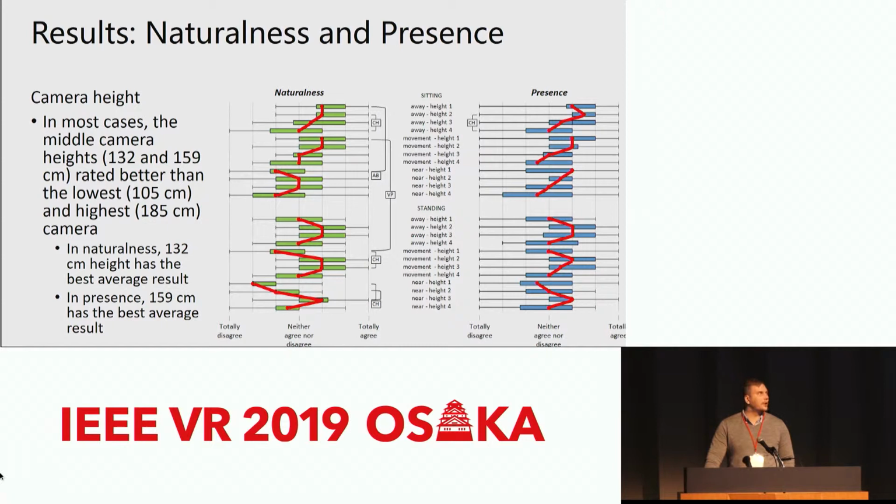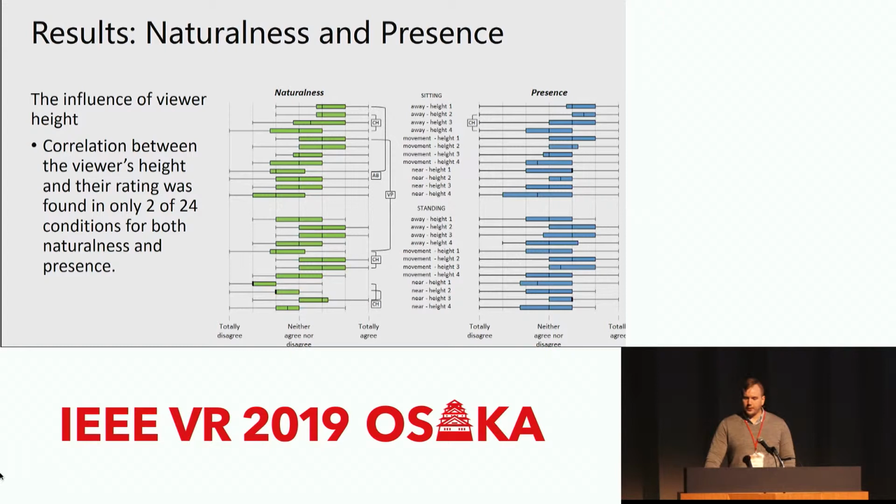For both naturalness and presence, we found correlations between the viewer's height and their rating in only two of the 24 conditions. This suggests that the viewer's height plays only a minuscule role in their viewing experience.